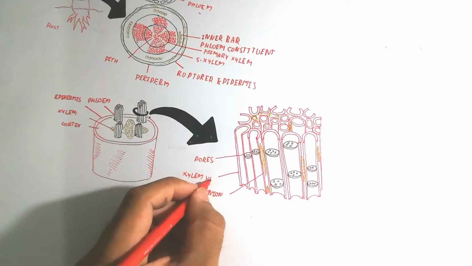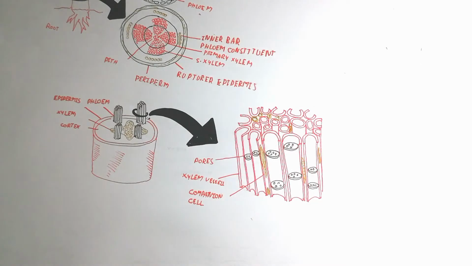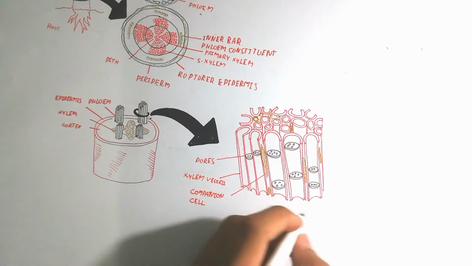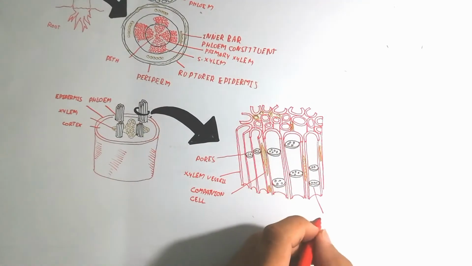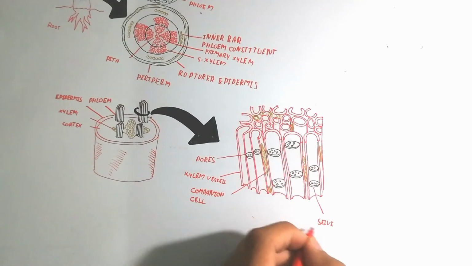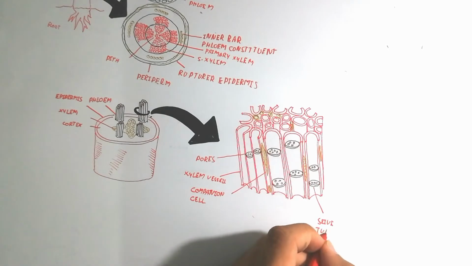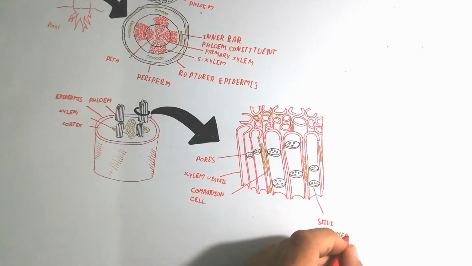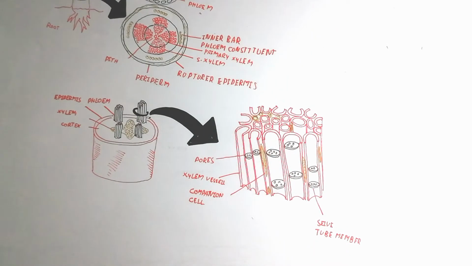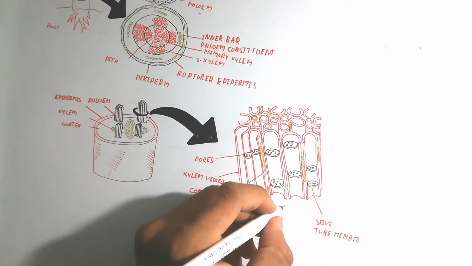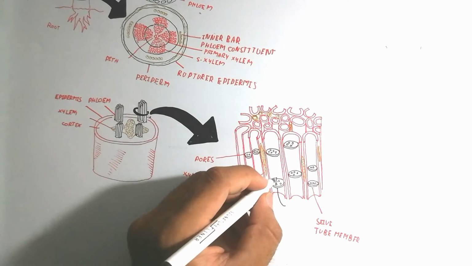Here is the xylem vessel. Sorry, this side is the phloem, and inside is the xylem vessel. Here is the companion cell, and here is the sieve tube, which is known as phloem. This phloem is used for the entering of water and food.